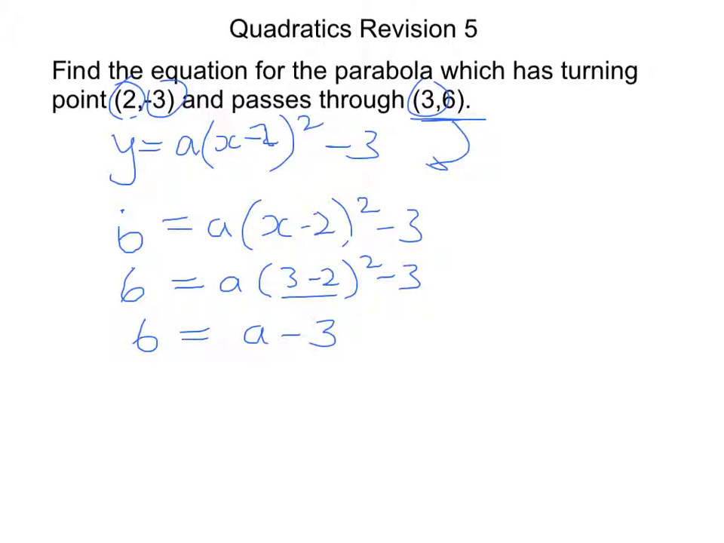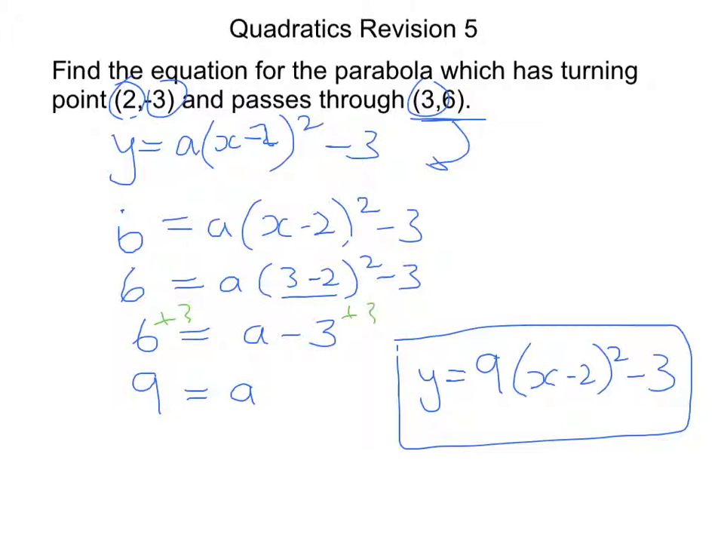Then if we add 3 to both sides to leave a on its own, 6 plus 3 is 9, will be equal to a. That will now tell us that our equation will be y equals 9(x - 2) squared, take away 3. And that's the equation for that.